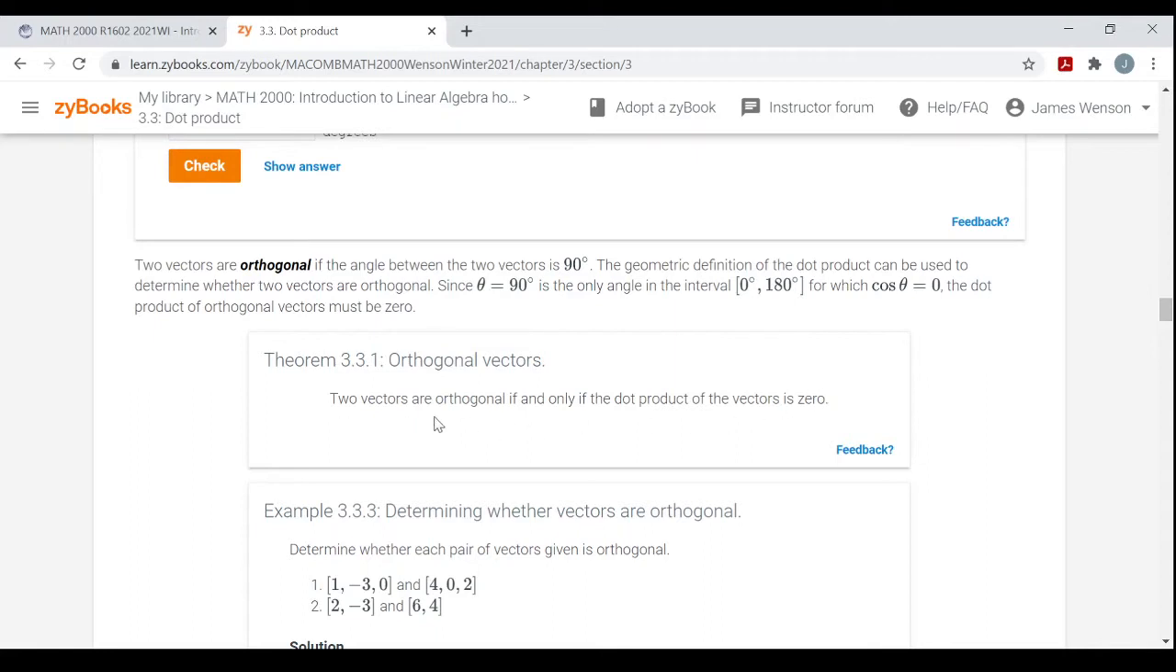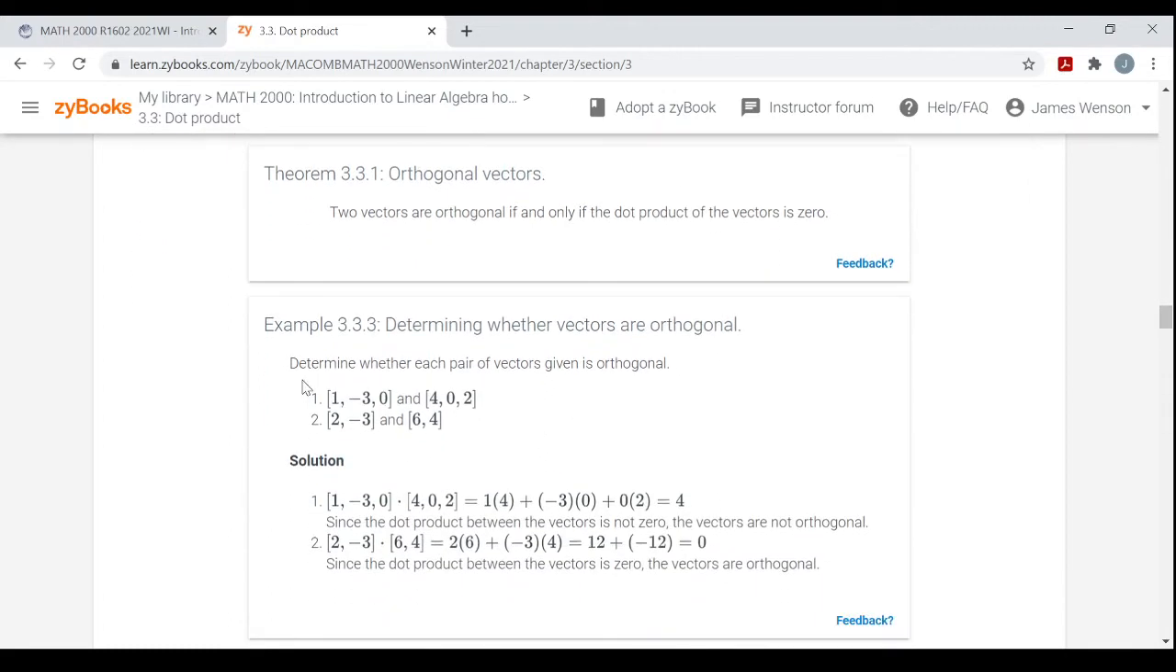So huge theorem right here. Two vectors are orthogonal if and only if, this is a biconditional, going in both directions, the dot product of the vectors is 0. So they ask to determine whether the pair of vectors are orthogonal. Just take the dot product. There'd be 4 plus 0 plus 0. The dot product of these first two vectors is positive 4. These are not orthogonal.